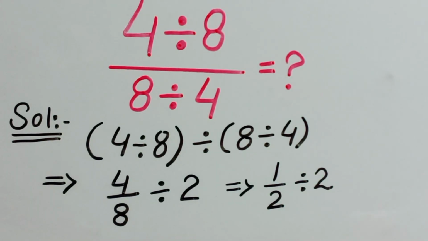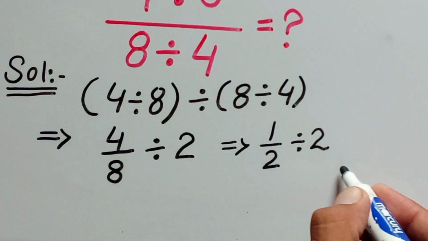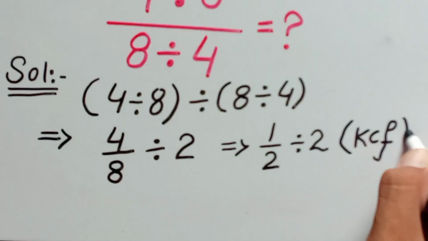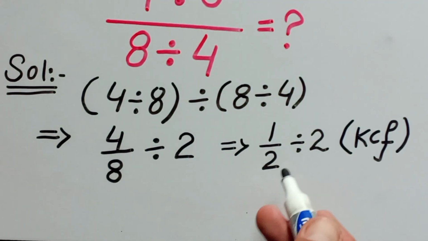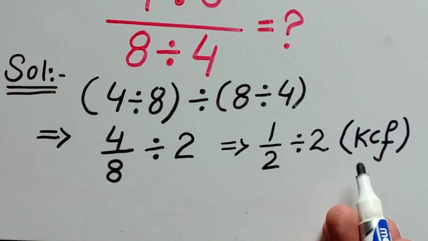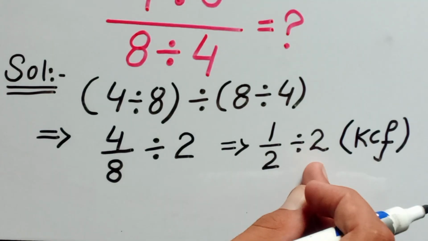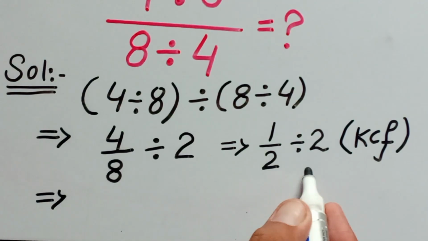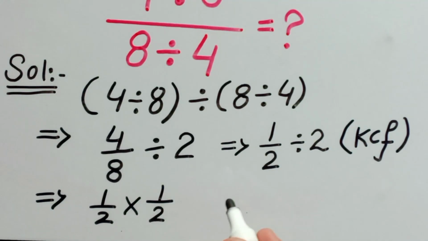Now guys, according to the KCF rule, we can write it as follows. The KCF rule says that K stands for keep, C stands for change and F stands for flip. Whenever we change division to multiplication, the numerator is changed to denominator and the denominator is changed to numerator. So guys, we can write it as 1 divided by 2 times 1 divided by 2.